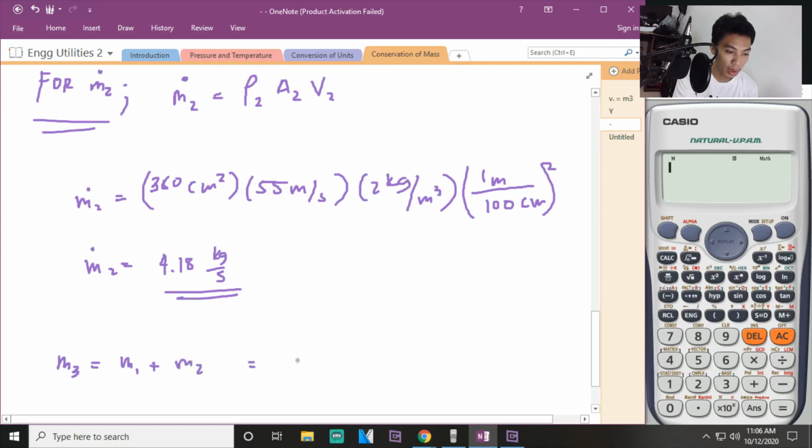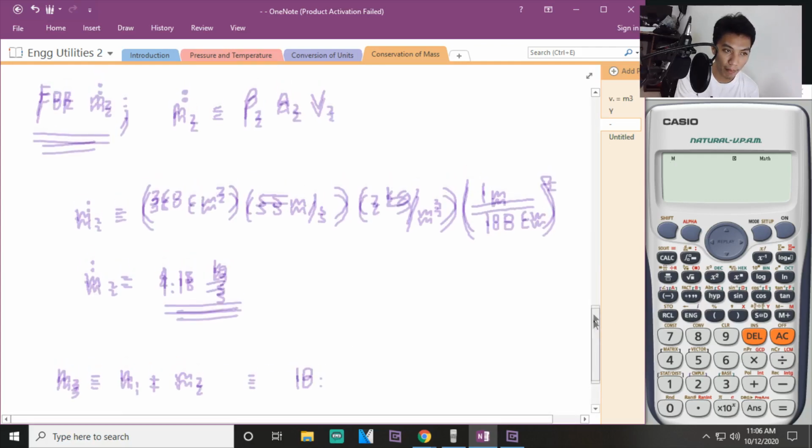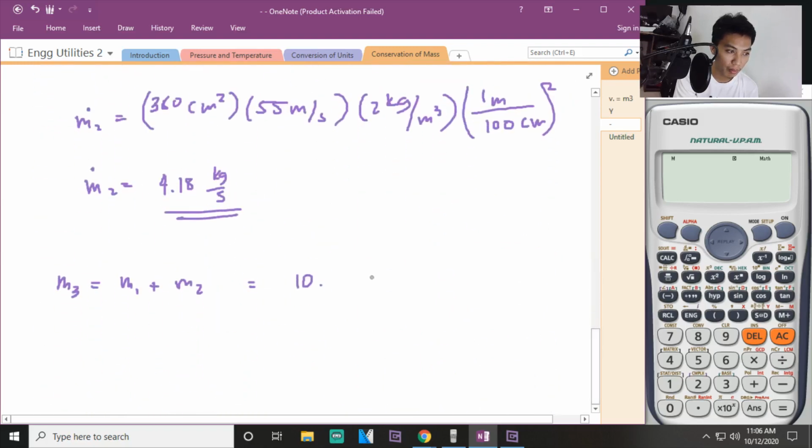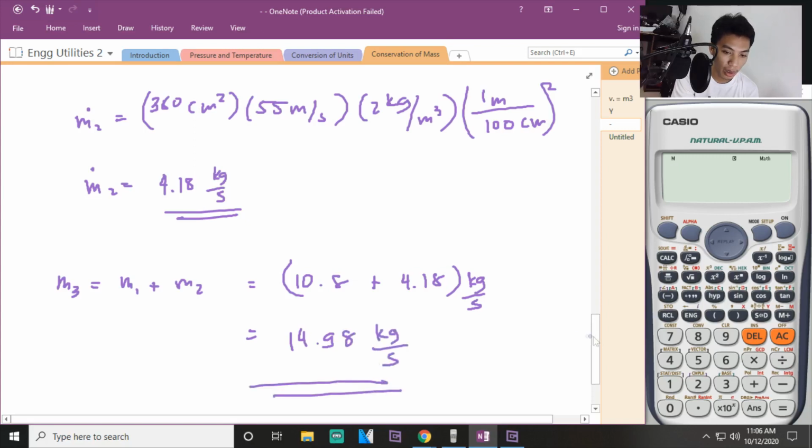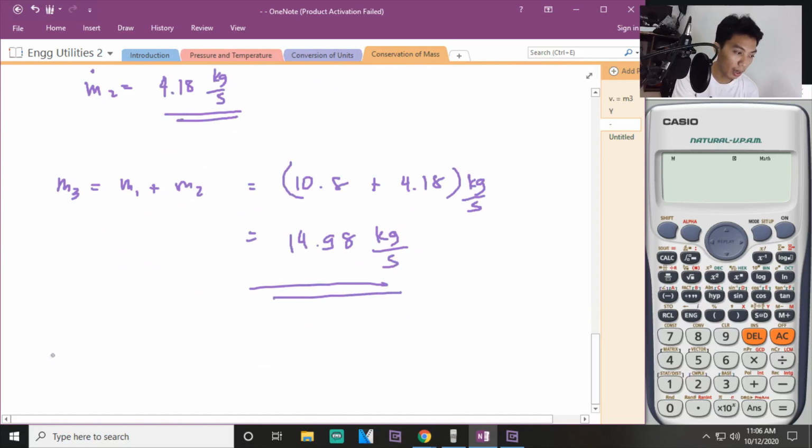So, M1 is 10.8 plus 4.18 kilograms per second. So, that will be 14.98 kilogram per second. Yung mass 3. Eh, hanapin natin dito yung area. So, we are asked to find area dun sa 3.